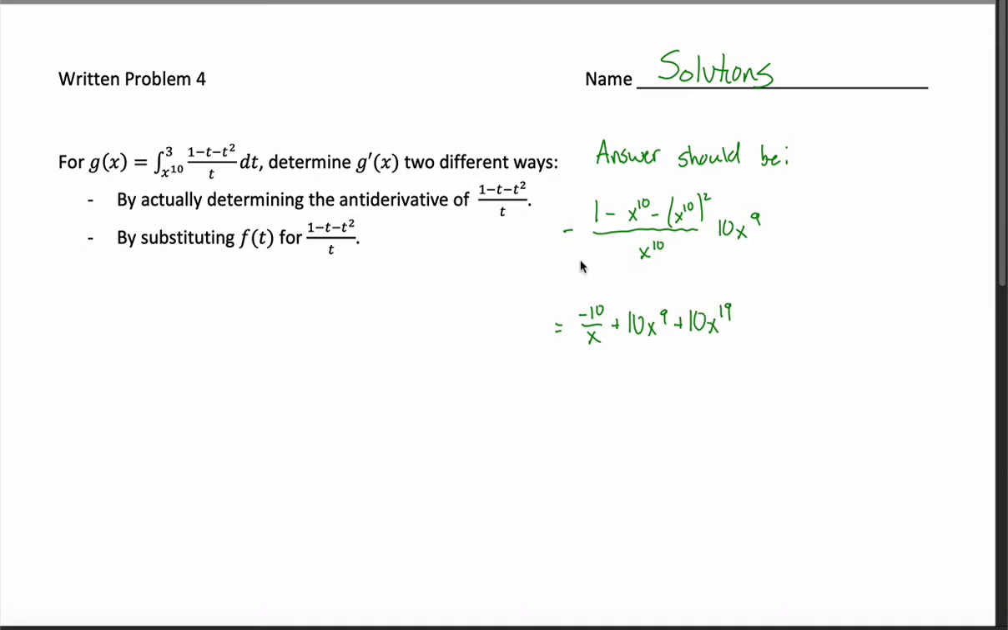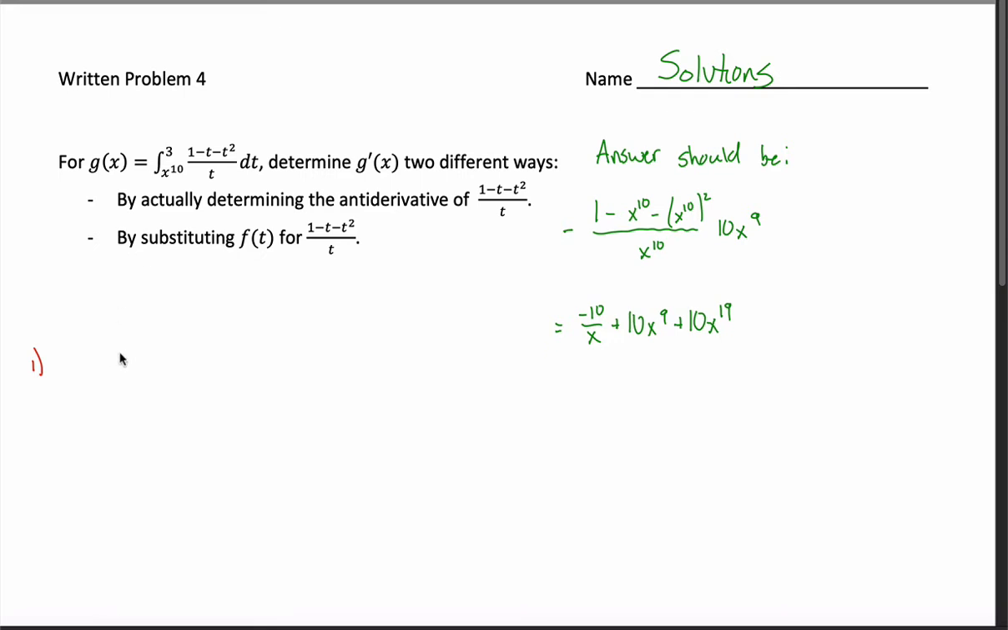You don't need to do any of this work, but maybe that'll serve as a nice little check when I go through and actually figure out g prime of x. It's worth pointing out that I asked you to do this two different ways. First, by actually determining the antiderivative of 1 minus t squared over t. And you're like, oh, that's really hard. I don't know how to do that. I think you do. We just need to rewrite this in a form that's more conducive.